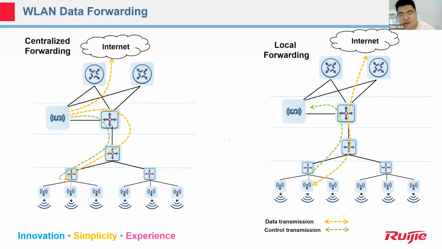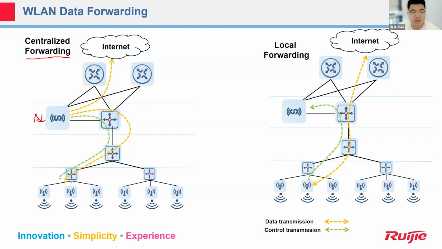The data forwarding of WLAN can actually be divided into two types. First is called centralized forwarding. From the name centralized forwarding, we can know that there must be a center in the network. So which is the center? Here, it's the AC. The AC is the center in the WLAN.